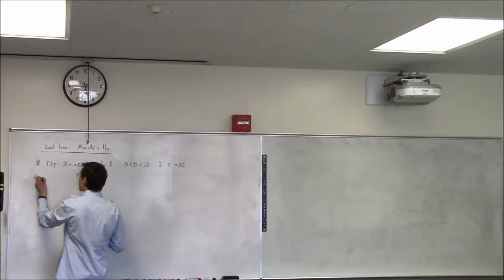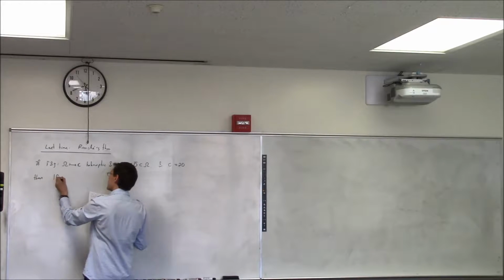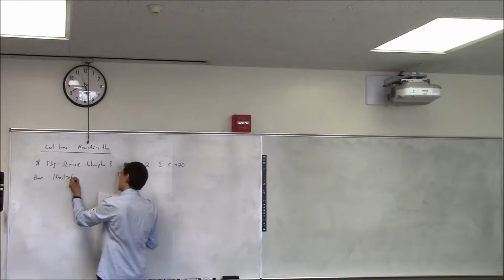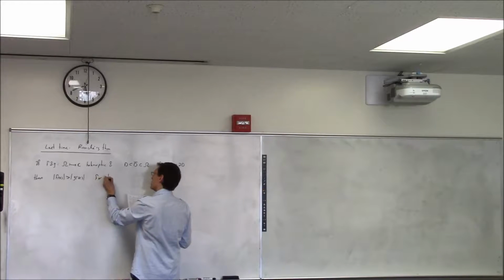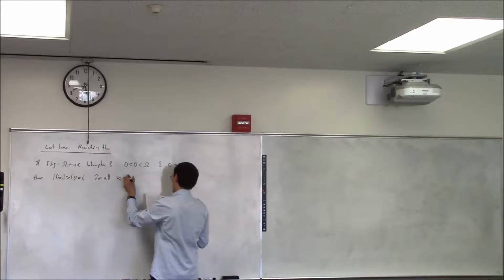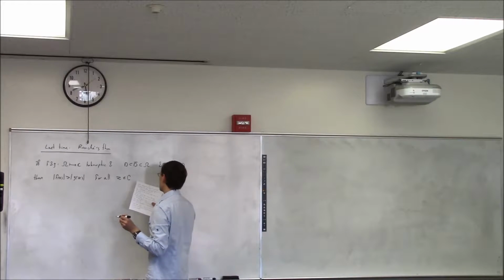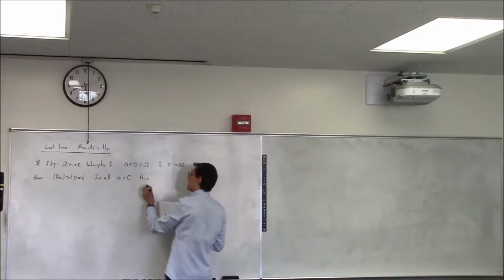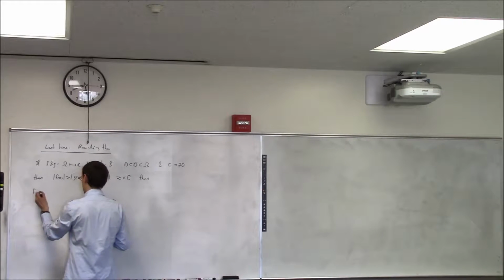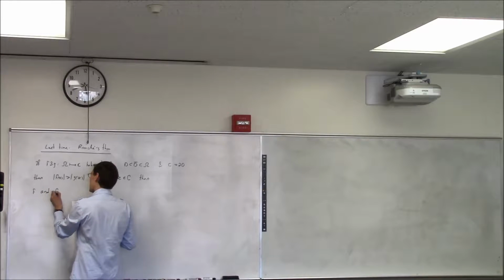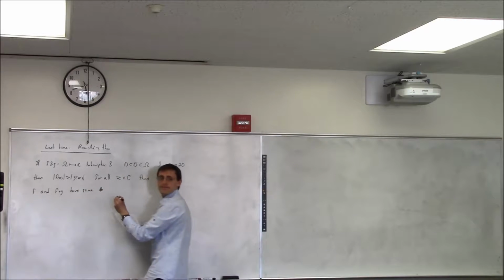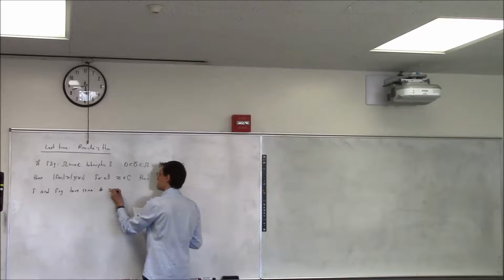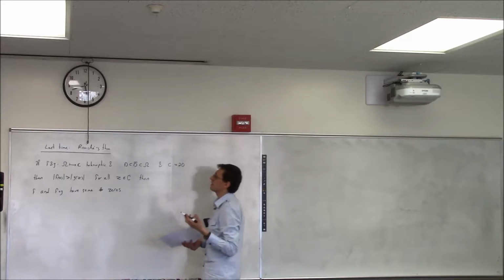Then if I have that |f(z)| is bigger than |g(z)| for all z belonging to the circle, then f and f plus g have the same number of zeros. So we showed that last time.